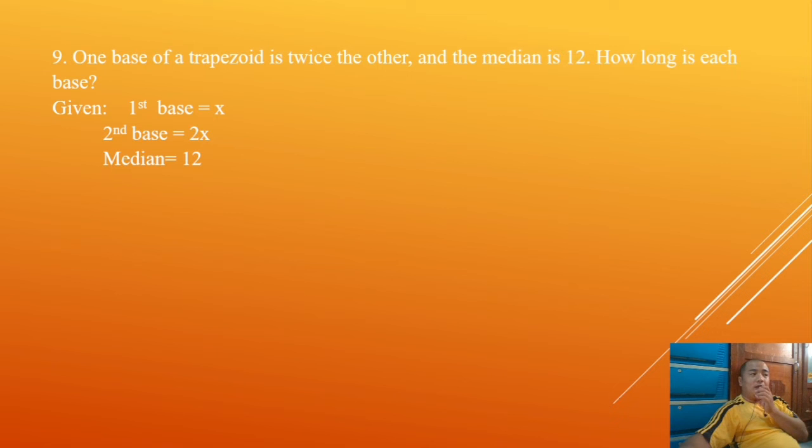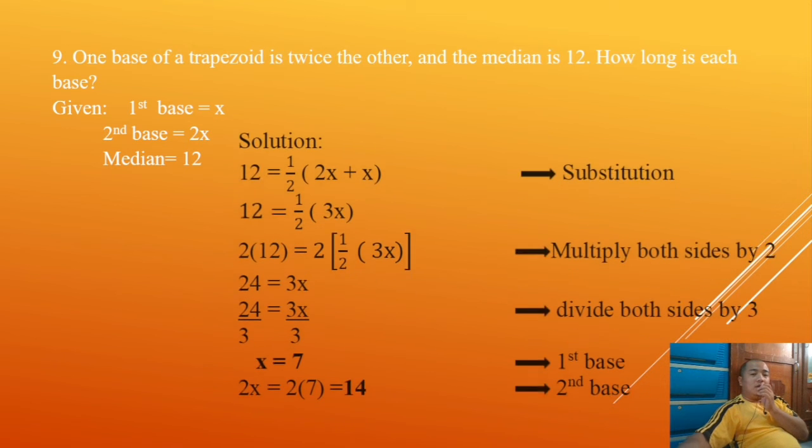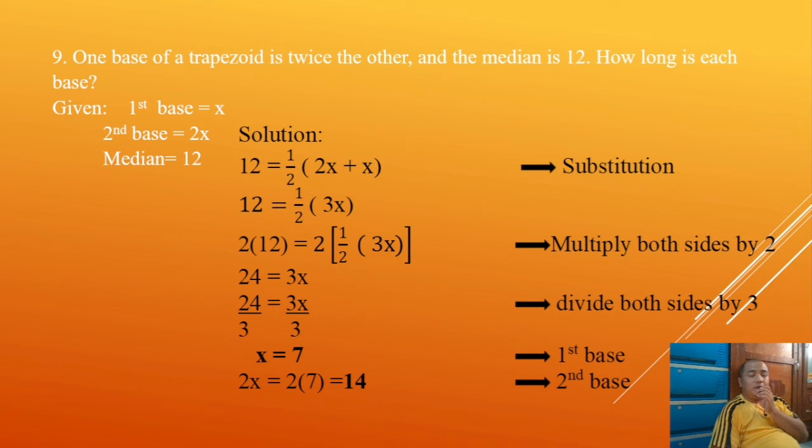Okay, we can apply again the formula in finding the length of the median of a trapezoid. 12 is equal to 1/2 times quantity 2x plus x. 2x plus x is 3x here. Then multiply both sides by 2. This becomes 24 equals 3x. Divide both sides by 3. 24 divided by 3 is 8. I'm sorry for that. So therefore x is equal to 8. The first base is 8, while the second base is 16.